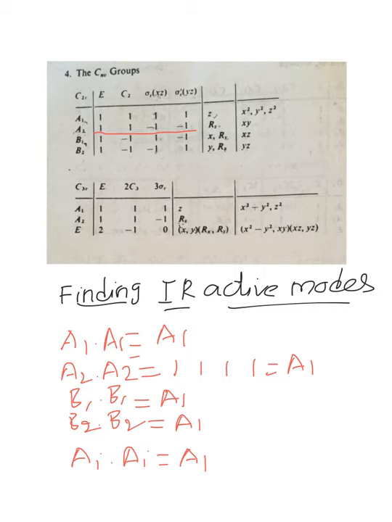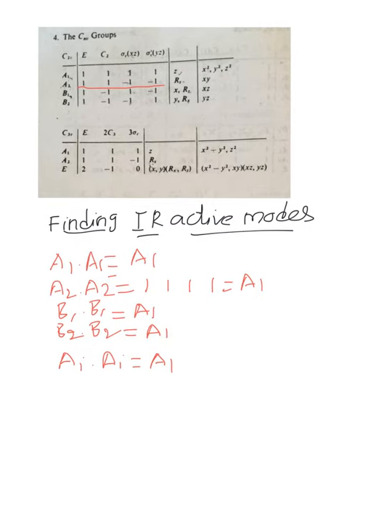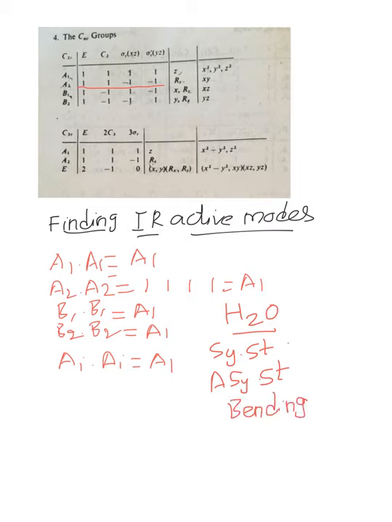So this will be very helpful when we try to figure out the IR active or Raman active vibrational modes. So first let's figure out the IR active vibrational modes by taking the example of a water molecule. Water molecule has three different vibrational modes: symmetric stretch, anti-symmetric stretch, and bending. The symmetries of these are: symmetric stretch has A1 symmetry, anti-symmetric stretch has B1 symmetry, bending has again A1 symmetry.